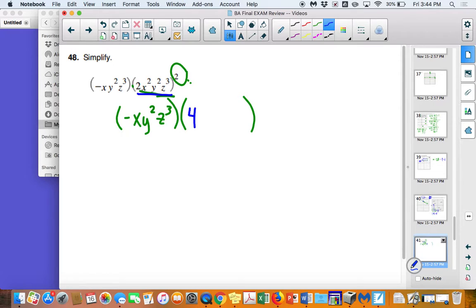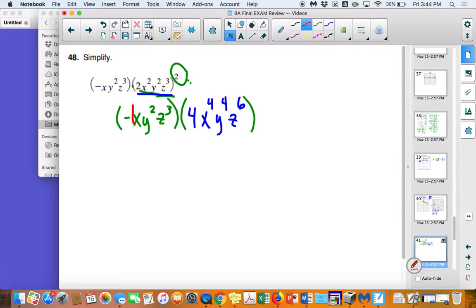So that's 2 times 2 is 4. And then for the y, that's going to be 2 times 2 is 4. For the z, that's 3 times 2 is 6. Okay, so first step done. Now I've got to multiply these 2 terms. Well, that's a negative 1.